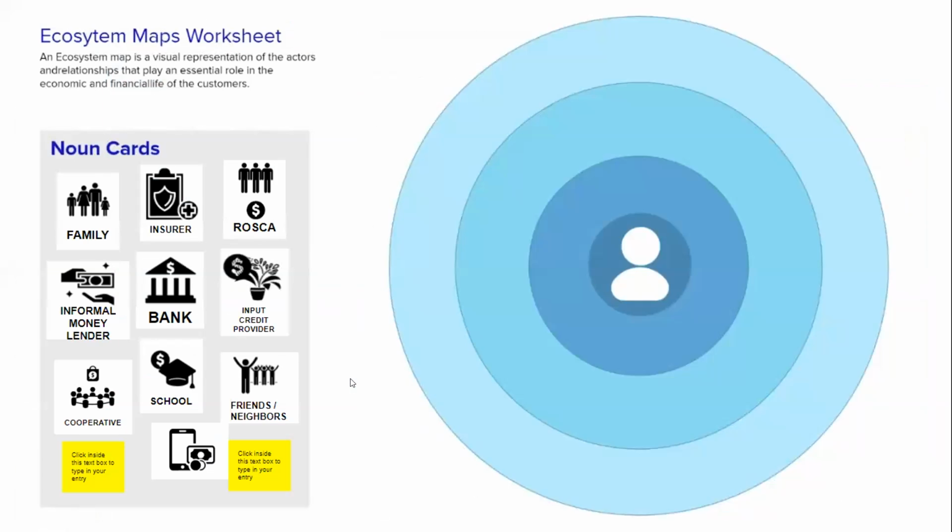In terms of the ecosystem mapping, we didn't do that one, unfortunately. But from how she conversed, family would be closer to her in terms of the ecosystem, and the insurer and others would be much further from her. So this one we didn't do as a team.